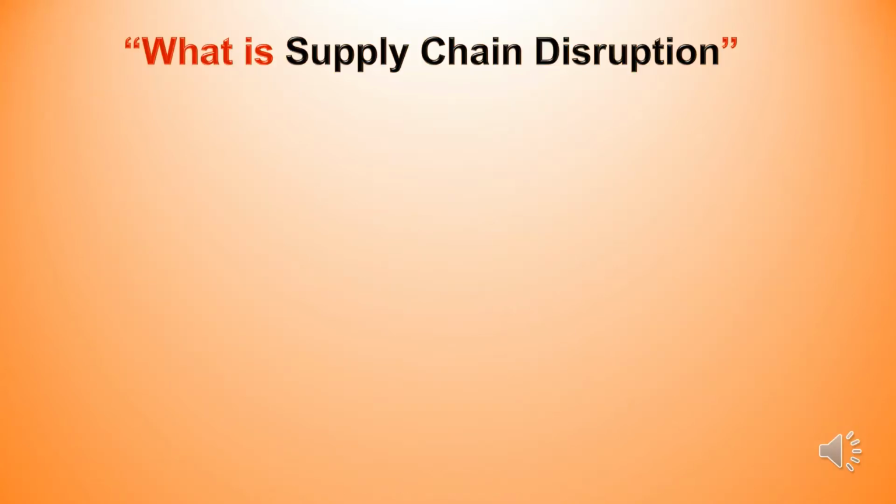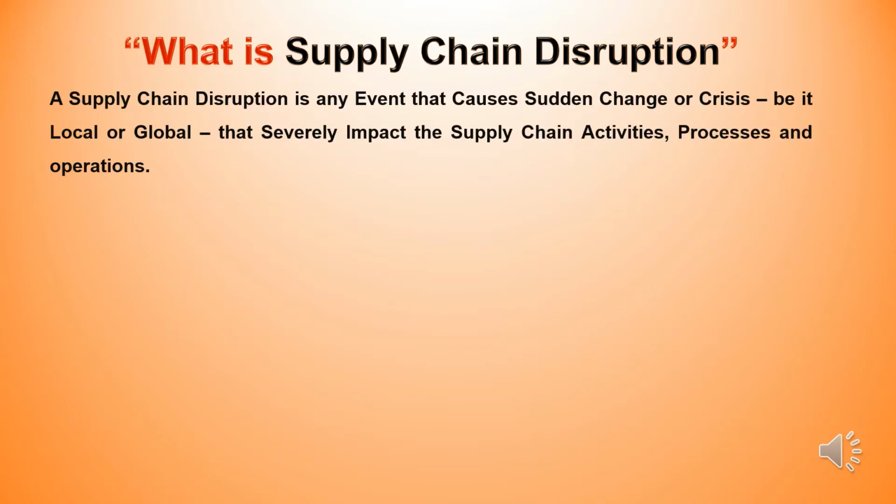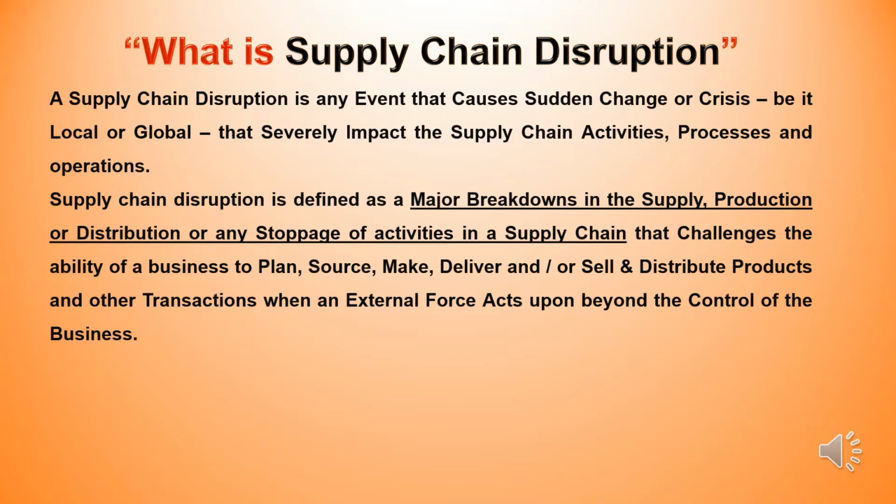Let's first understand what is supply chain disruption. A supply chain disruption is any event that causes sudden change or crisis, be it local or global, that severely impacts the supply chain activities, processes, and operations. Supply chain disruption is defined as major breakdowns in the supply, production or distribution, or any stoppage of activities in a supply chain that challenges the ability of a business to plan, source, make, deliver or sell and distribute products and other transactions when an external force acts upon beyond the control of the business.